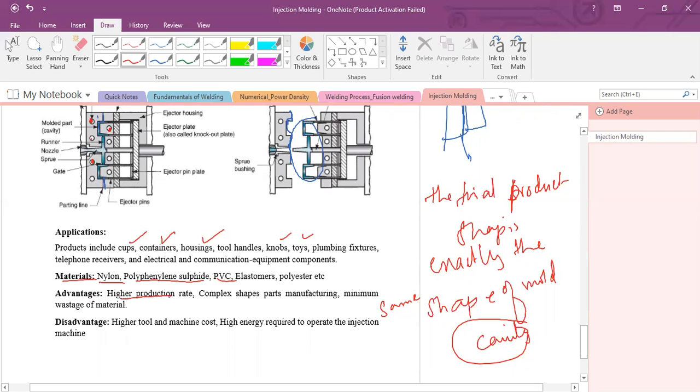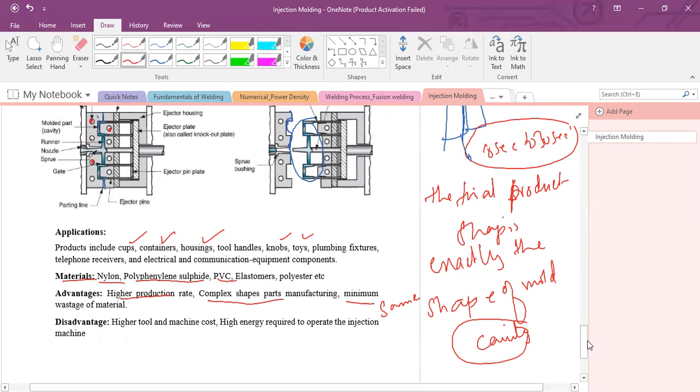Advantages: high production rate. For example, if you need 10 to 30 seconds to make one part, then we can produce a lot of parts in one hour. Complex shapes can be produced, and there is minimum wastage of material.